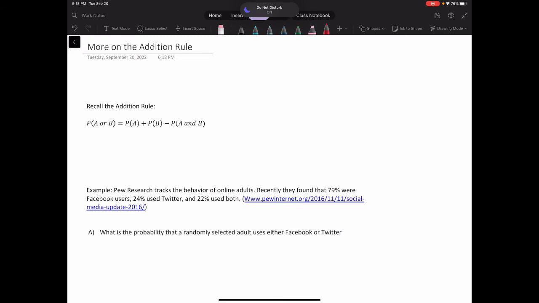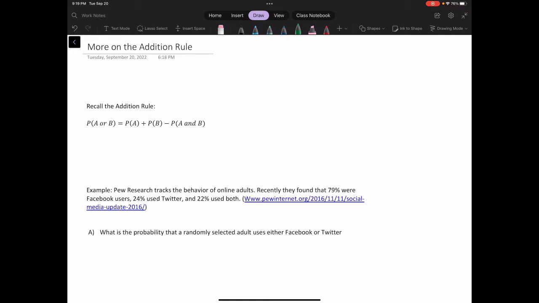Hello folks, in this video we're going to take a more in-depth dive into the addition rule that we previously talked about. If you recall, in a previous video we said the addition rule was the probability of A or B equals the probability of A plus the probability of B minus the probability of A and B.